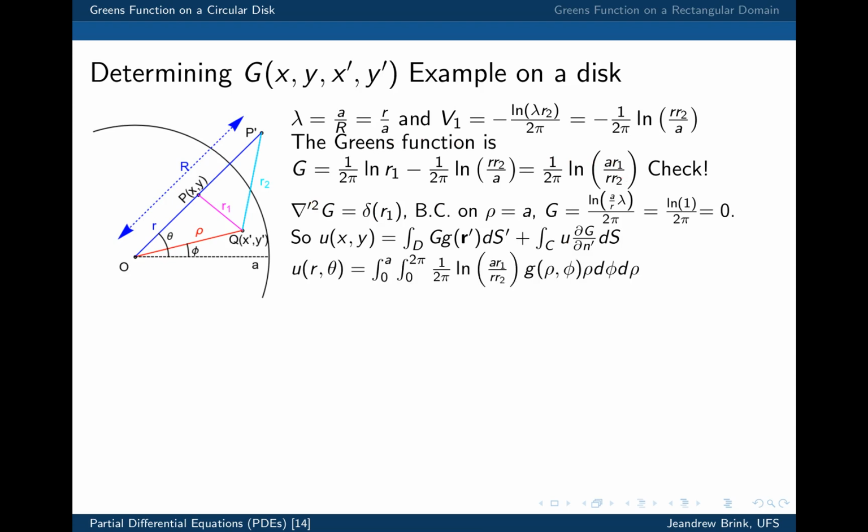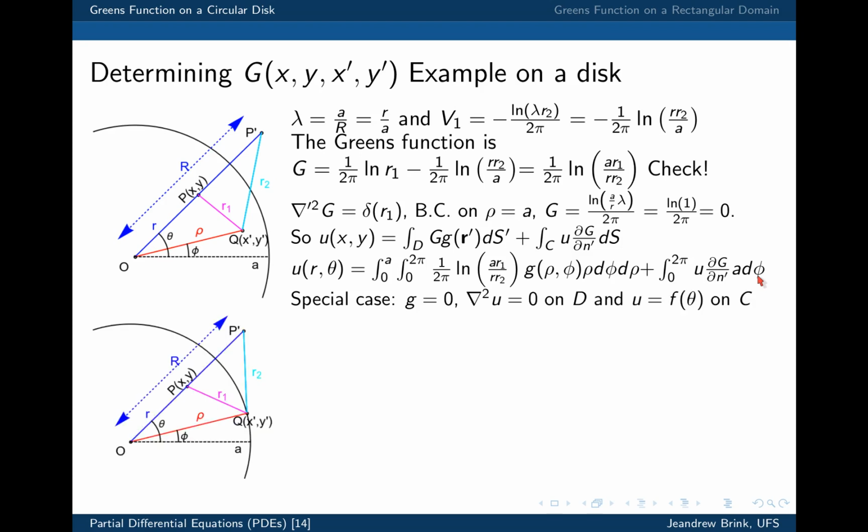Okay, so let's now write out the full integral. So u of r and theta is simply the integral from 0 to a, so it's over the circle, the integral over the radius, times 0 to 2 pi, times 1 over 2 pi, our Green's function, times g, times the full area element, which is rho d phi times d rho. So this integral has now been put in polar coordinates, so you have the normal Jacobian coming in there, plus the integral from 0 to 2 pi, because you're integrating over the circle's boundary, times u times dg dn times the line element, which is a times d phi.